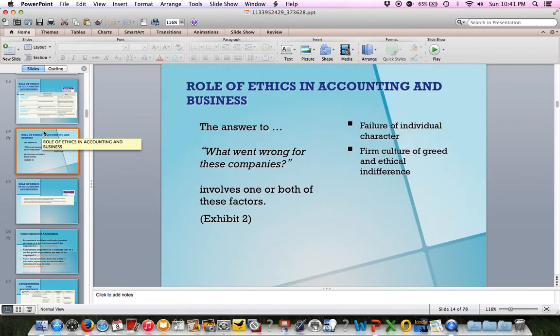So basically, the role of ethics in accounting: the answer to what went wrong with these companies is a failure of character and a culture of greed and ethical indifference. So we have to be very careful of those things, obviously.